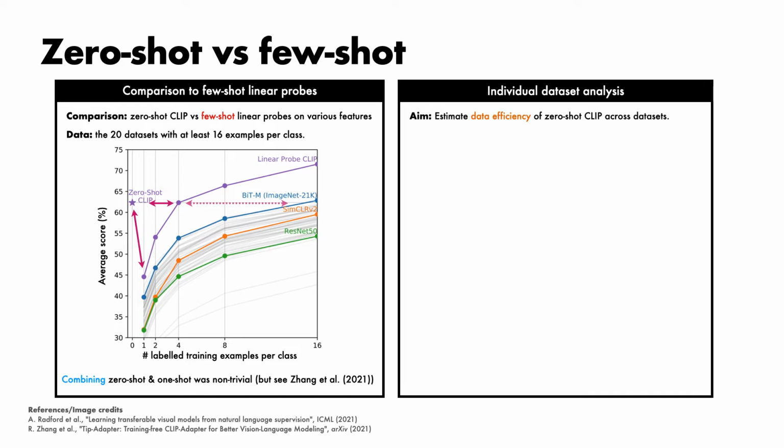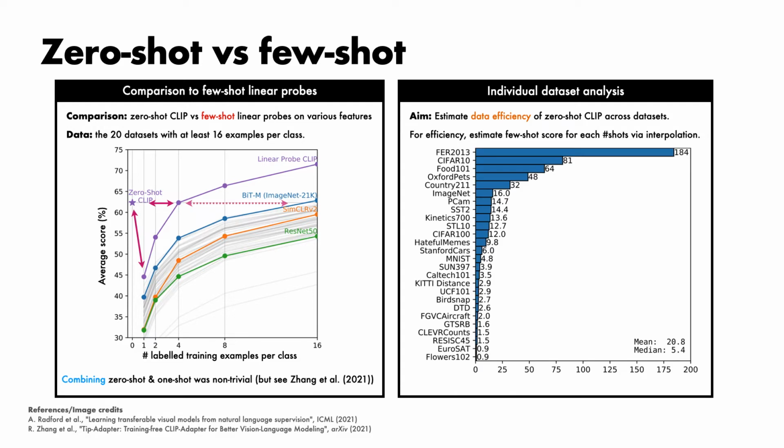We can also perform an individual dataset analysis with the goal of estimating the data efficiency of zero-shot CLIP across datasets. For this study, rather than computing few-shot performance on every dataset with every possible number of shots, the authors evaluate 1-shot, 2-shot, 4-shot, 8-shot, 16-shot and fully supervised performance, and then estimate other values via log linear interpolation. The results are visualized here, with the x-axis indicating the number of labeled training examples per class to match zero-shot performance.